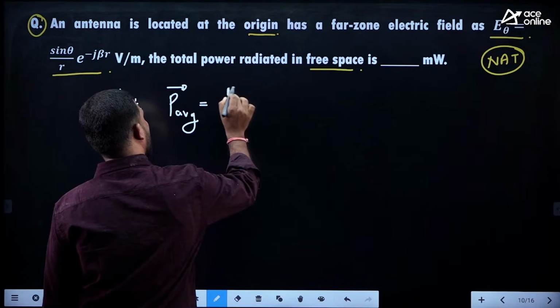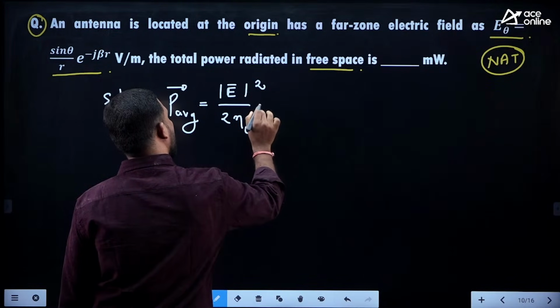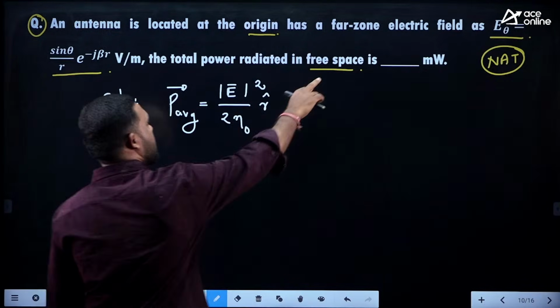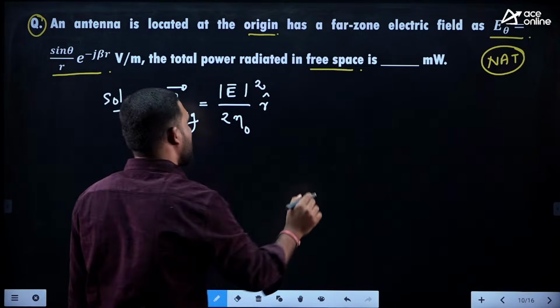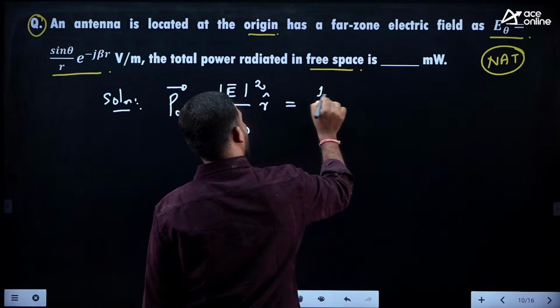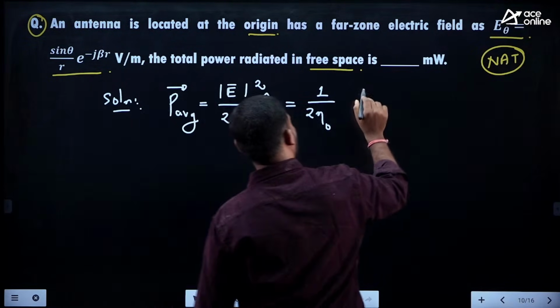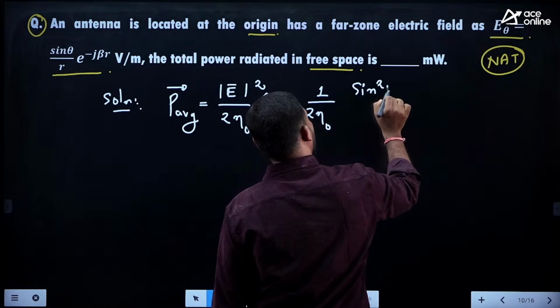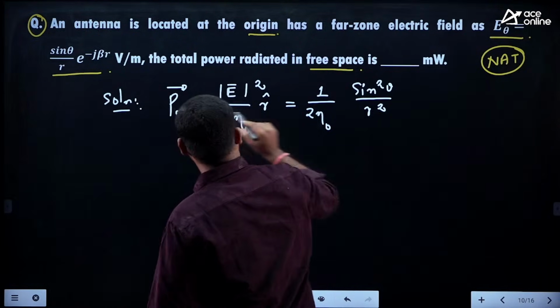So P average, what is the formula? P average is equal to E magnitude square divided by 2 into eta naught into r cap. Why? Because the wave is traveling in the free space. That is the reason why eta naught. Okay, you can substitute everything here. 1 divided by 2 into eta naught. So what is the E magnitude? It is sin square theta divided by r square. You need to take only its magnitude, into r cap.